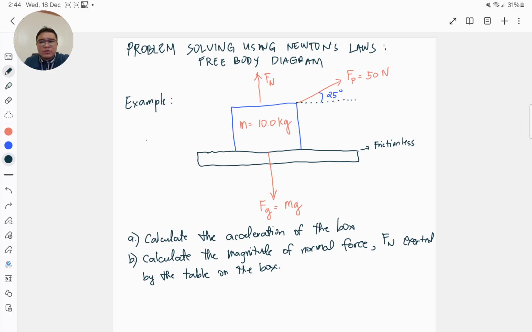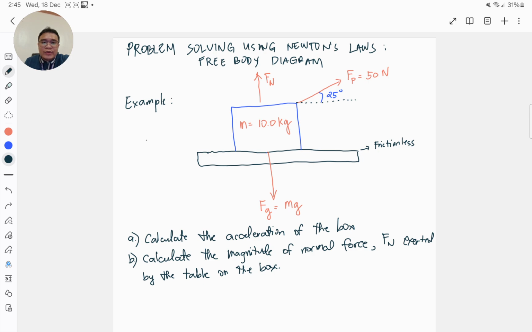First, we have to analyze and identify what forces are involved in the motion of this box. The very obvious one is the force of gravity, or the weight of the box, which is equivalent to F equals mg. And of course, we also have the normal force, F sub n, which is directly perpendicular to the surface where the box is resting.